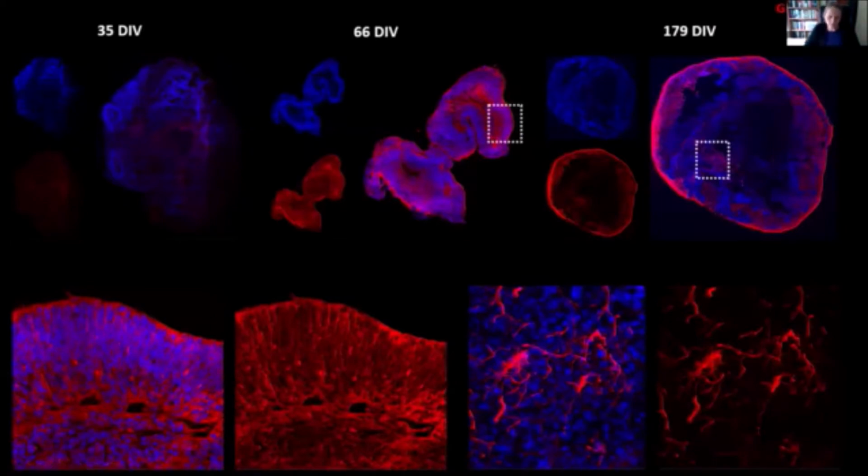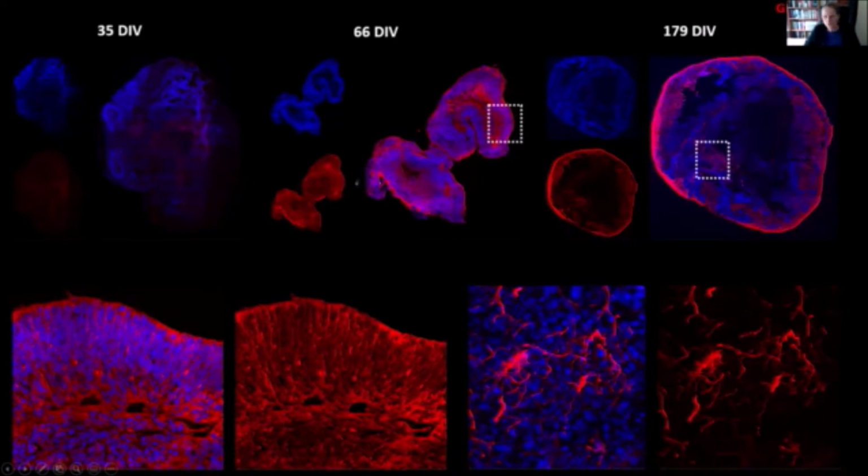So several different pictures here to show that all these structures are developing over time, but there's also a lot of heterogeneity between the different organoids, but also between the different batches that we make. And here you see in blue all the different nuclei. You always see very nicely the areas where there's a lot of proliferation going on.